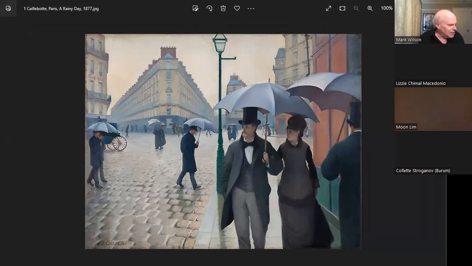The artist's name is Caillebotte, or as people in Indiana, my aunts and uncles would say, Calabati. It's French, of course. All these artists today, either they were French or they lived in France and became part of this post-impressionist movement. So Caillebotte is spelled Caillebotte. Paris, a Rainy Day, the title, the date 1877. This is at the Art Institute of Chicago.